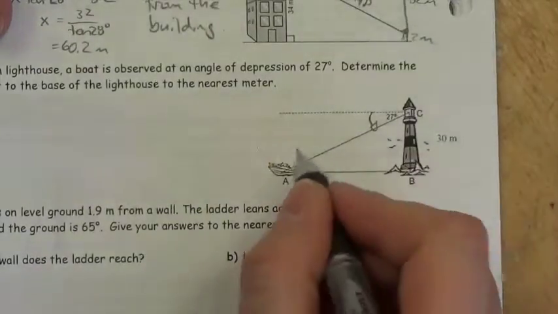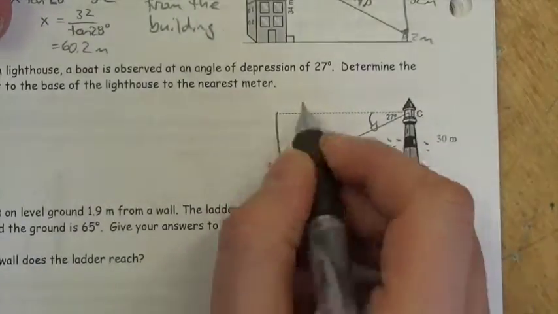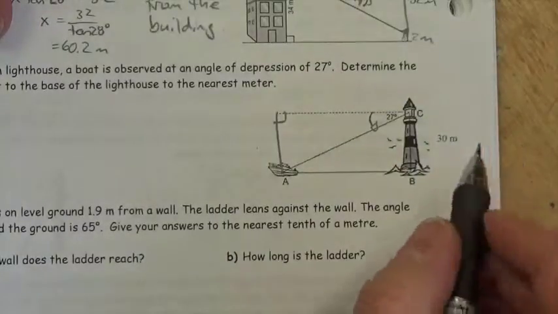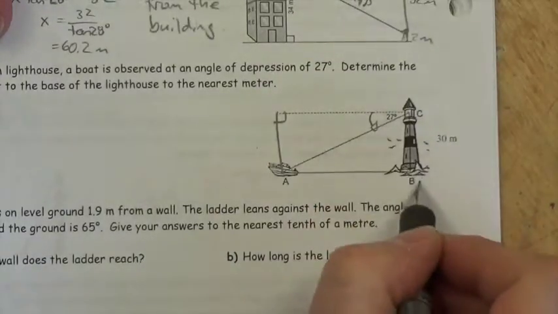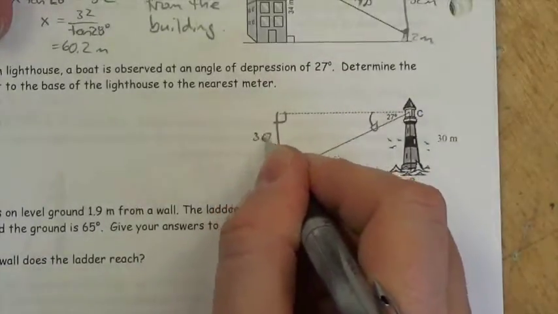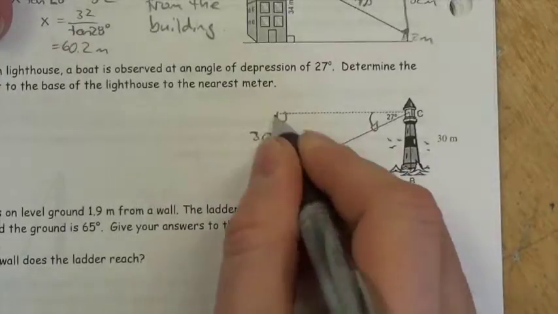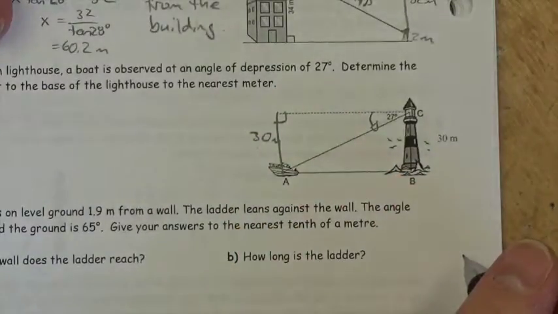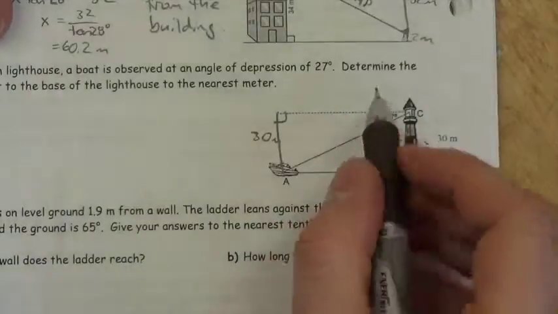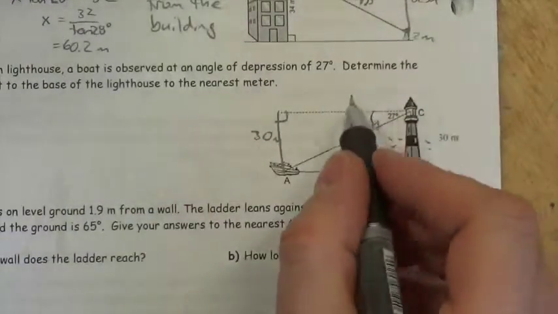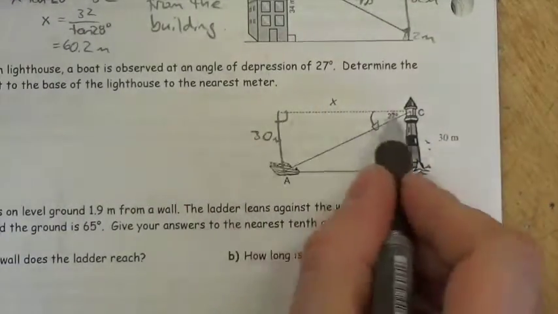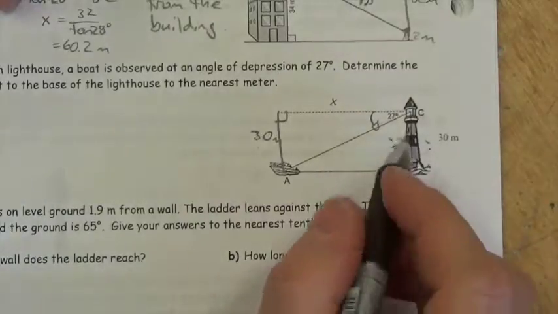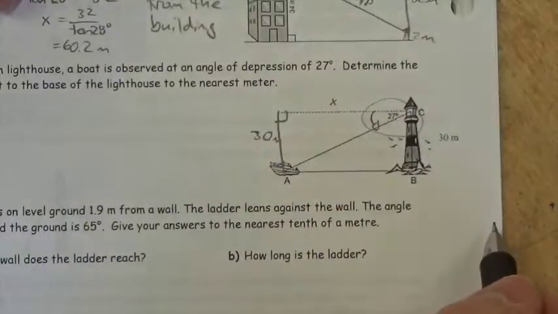So now what I would do is just drop this altitude down right here. The lighthouse is 30 meters high, so the length of that side right there is going to be 30 meters. And what we're interested in is how far away the boat is from the base of the lighthouse. So we're looking for that distance right there. So here's the angle that we're given. That's the one that's important.